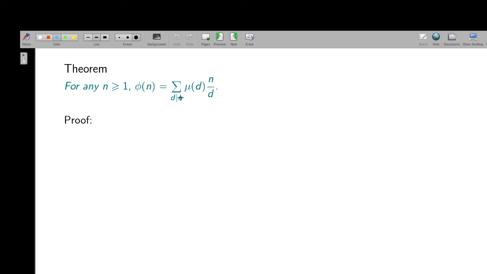So let's prove that phi n is equal to the summation over d dividing n of mu d times n by d. To prove this, let's start with the right hand side sum and prove that it is equal to phi n. Sorry, I think we don't start there. Sorry, we need to start with phi n itself.